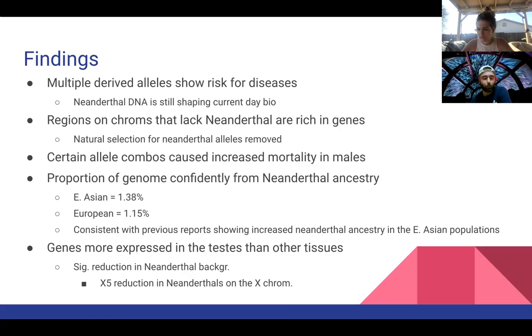And they found that the proportion of the genome confidently from Neanderthal ancestry in the East Asian populations that they were looking at was about 1.38%, versus the Europeans at 1.15%. So that might be why you see more expression of certain diseases in the Eastern Asian populations than we saw in the European ones. And this is also consistent with previous reports that showed an increased Neanderthal ancestry in the Eastern Asian populations. So they have been pretty common in having more Neanderthal in them.